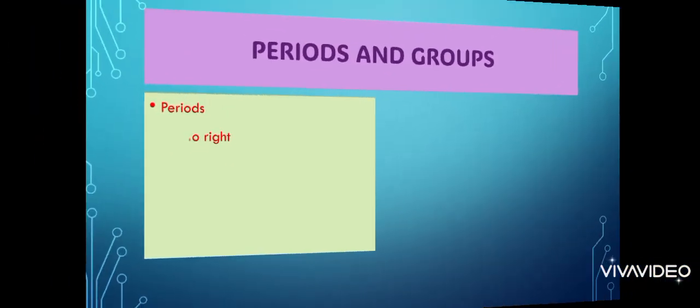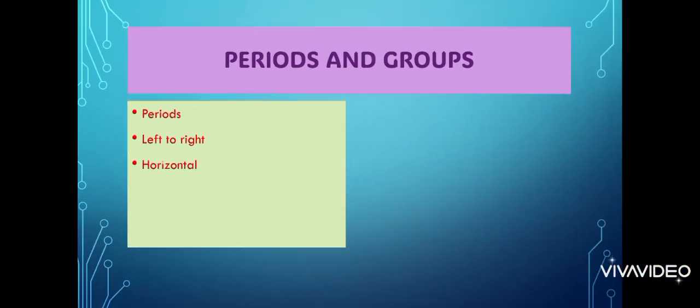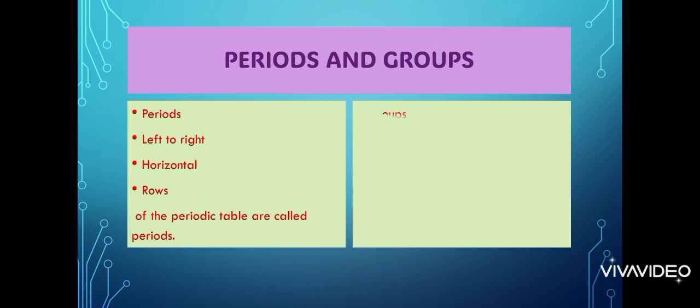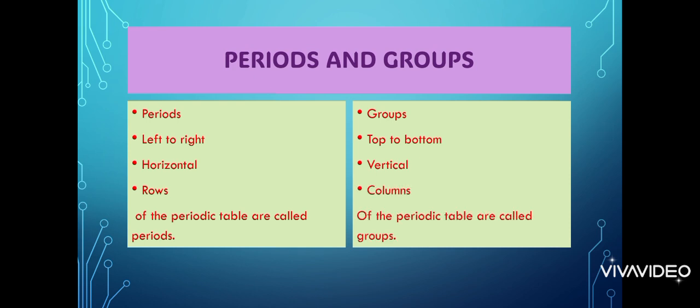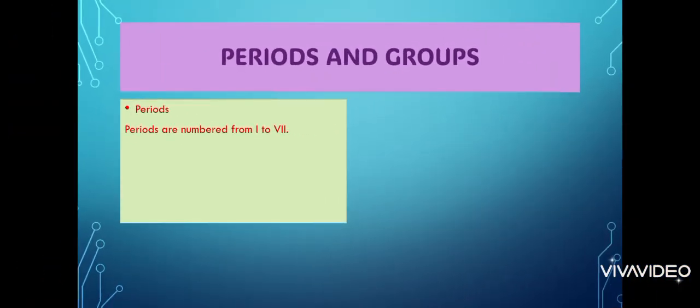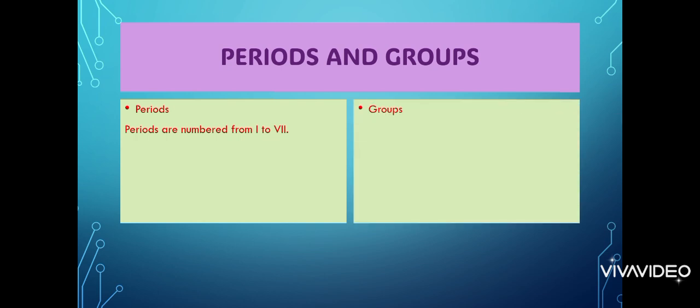Periods are left to right, horizontal rows of the periodic table. So left to right horizontal rows of the periodic table are called periods. On the other side, groups are top to bottom vertical columns. So top to bottom vertical columns of the periodic table are called groups. Periods are numbered from 1 to 7 in the periodic table. On the other hand, groups are numbered in two ways.